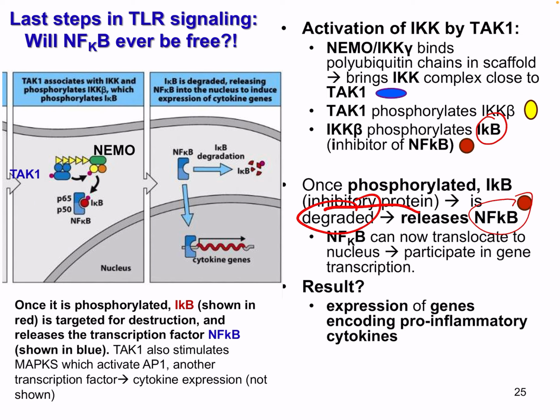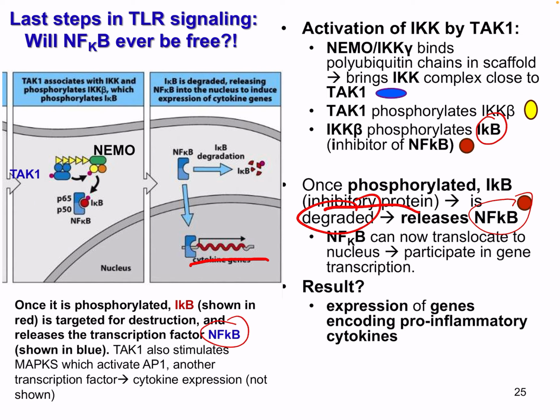NF-kappa B will then enter the nucleus and participate in gene transcription for cytokine genes. The result is expression of genes encoding pro-inflammatory cytokines. Once it is phosphorylated, I-kappa B is targeted for destruction and releases the transcription factor NF-kappa B.